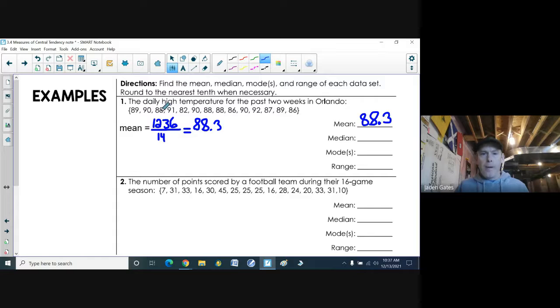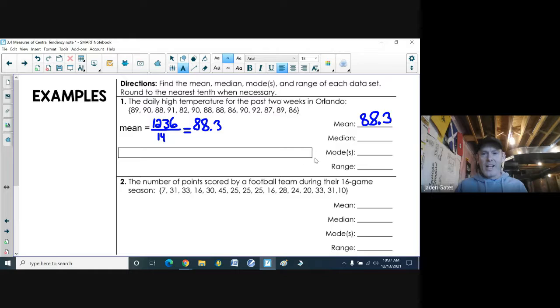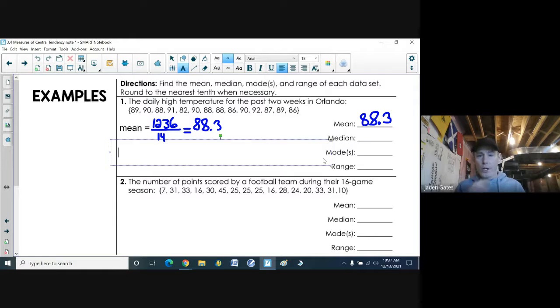Now we get to the median. This is the one that's no fun, because I have to figure out which one's in the middle. So what I'm going to do is rewrite the data. I'm going to start off by reorganizing it from the smallest number, which is 82, to the biggest. So 82 is my lowest. The next one here, we have an 86. And what I like to do is just go through step by step. How many 86s? I got two 86s. So I'm going to put 86 down twice.